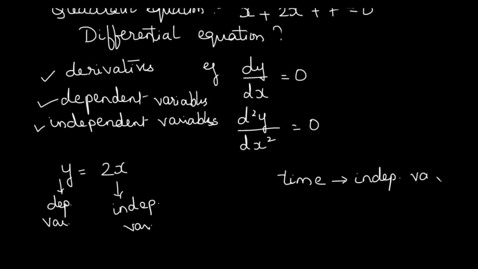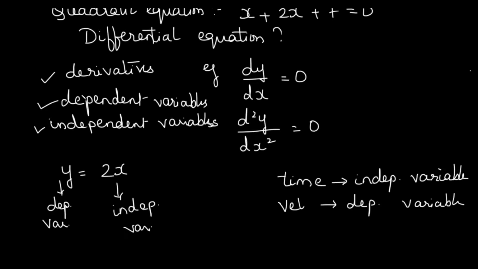Why? Because there are many other variables which are dependent on time. For example, velocity is a dependent variable in this case because it depends upon time, the rate of change of distance with time. Similarly, there are n number of variables which are all dependent upon time. So in real life situations we can have dependent and independent variables like this.